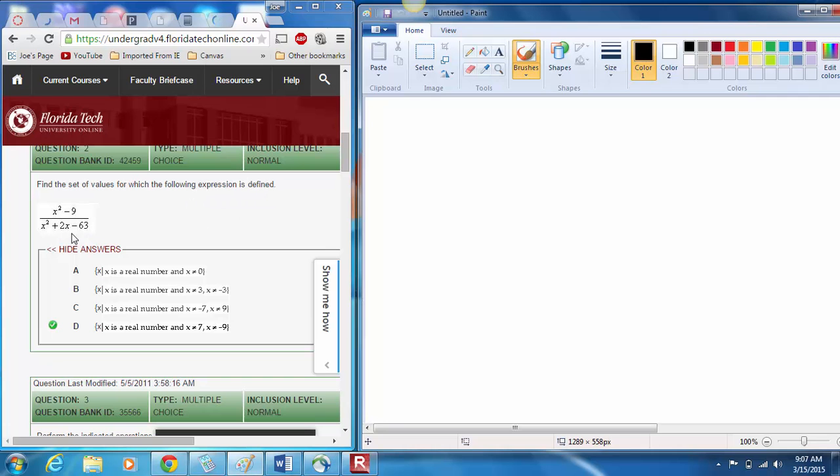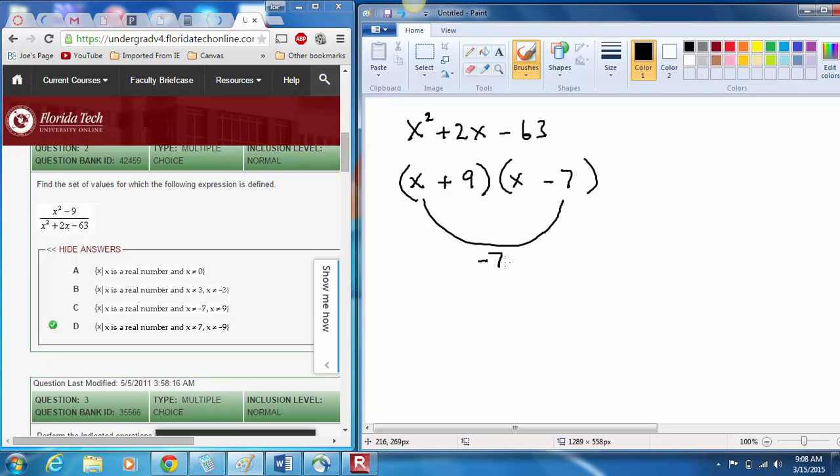Again, we look at the denominator. We want to make sure the denominator does not equal 0. So here we have x squared plus 2x minus 63. Let's factor. Of course, x squared means x times x. 63 means 9 times 7. Since we want a plus 2, we're going to have a plus 9 and a minus 7. This way, when you do the outer, negative 7x, and the inner, 9x, the sum is 2x. And so that's why we satisfy the middle term.